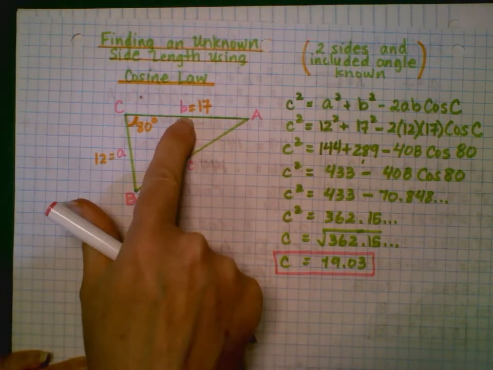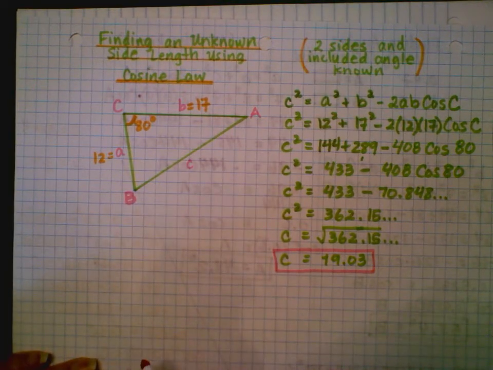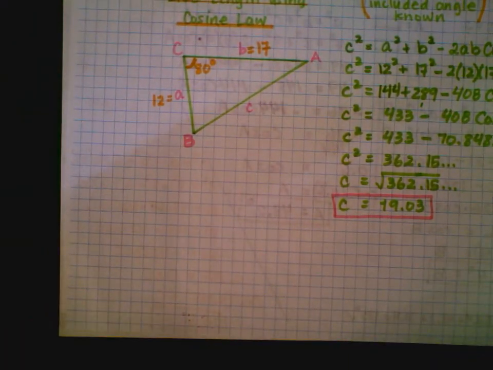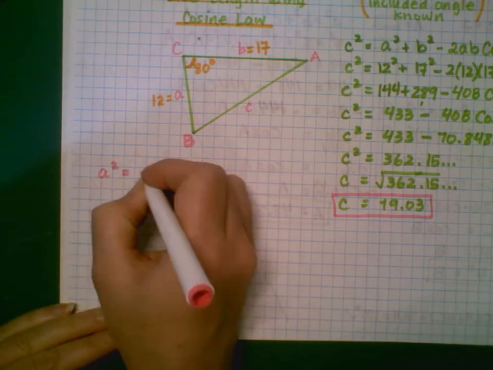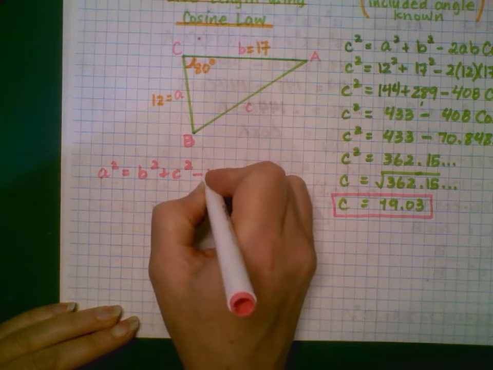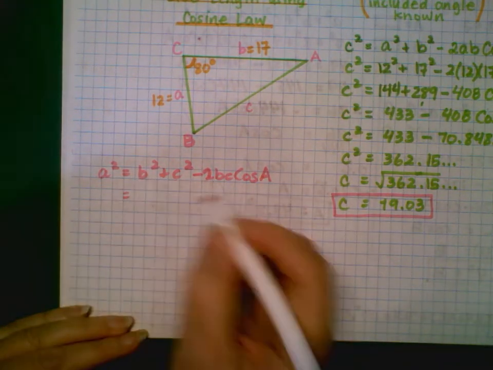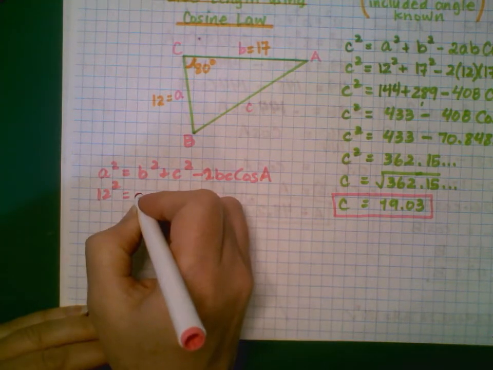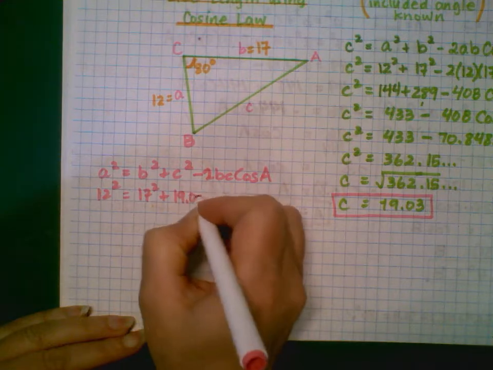From there, now that I know all three side lengths, I could use the other forms of the cosine law to find the other two missing angles. I'm just going to use one. So let's find angle A. A squared is b squared plus c squared minus 2bc cosine A. So side length A is 12, b is 17, and c is 19.03.